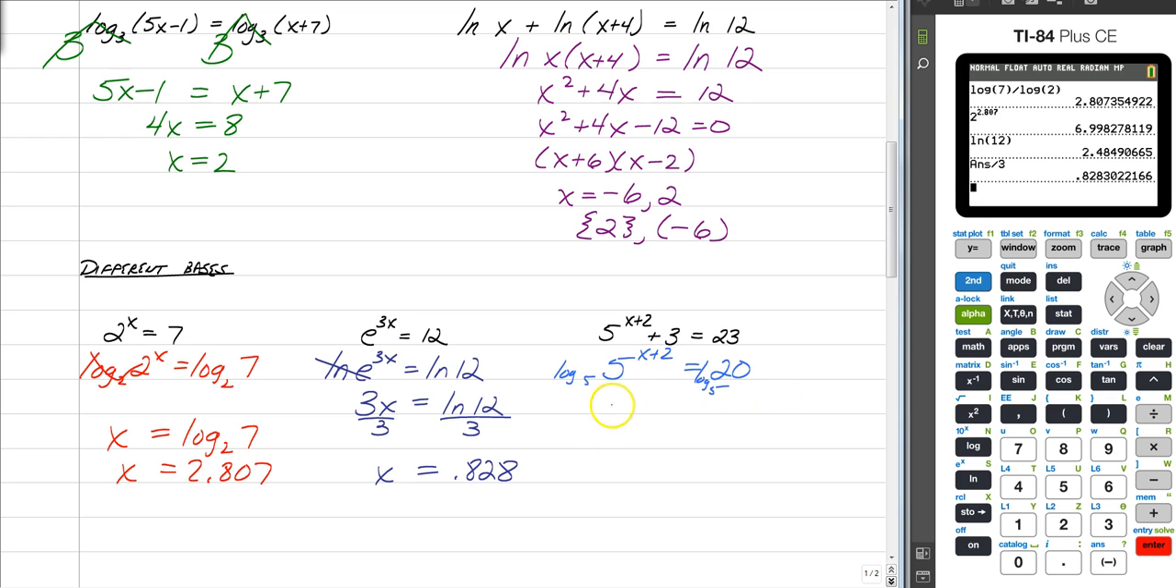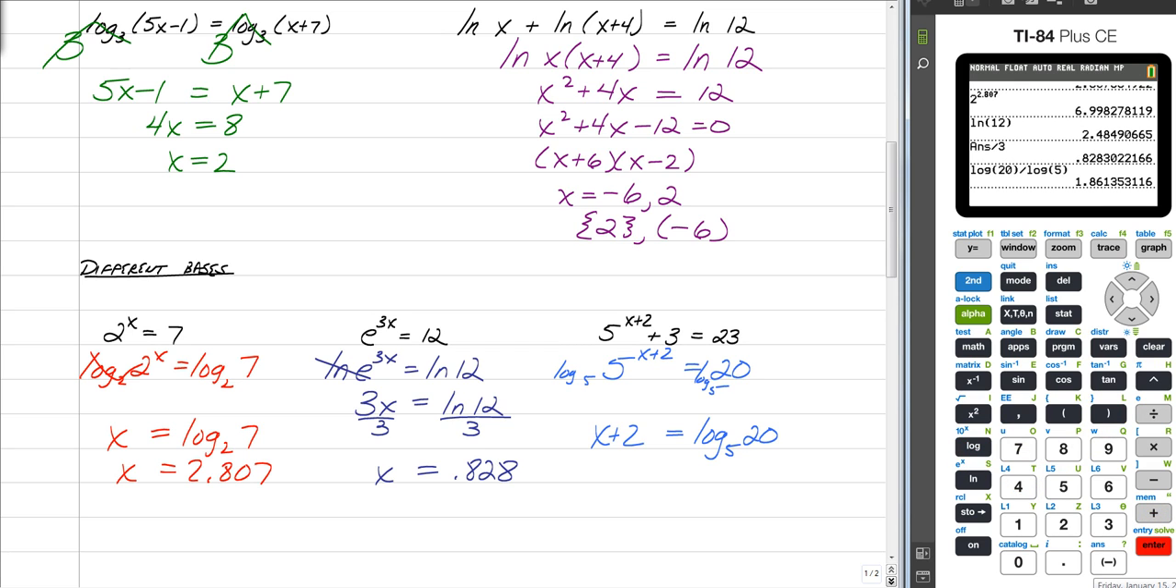And that's going to end up giving us x plus 2 is equal to log base 5 of 20. So of course you're going to have to type the change of base in the calculator. So log of 20 divided by the log of 5 is going to give us 1.861, but then of course we have to subtract 2 from both sides. So you can do it right now, minus 2.